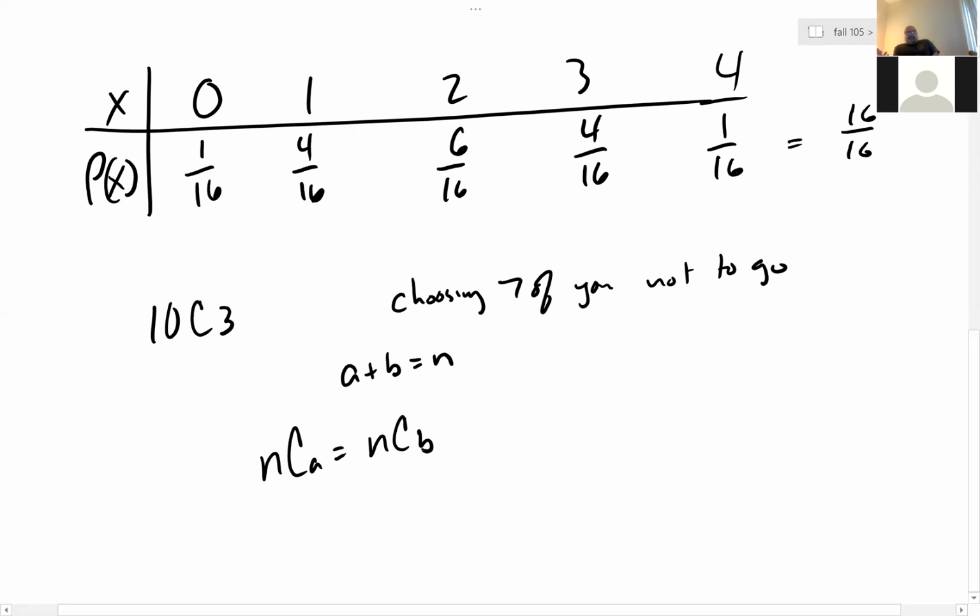But from an existential standpoint, well, I chose these 3 to be the winners. Okay, well, then that means I chose the rest of them to be losers. All right, cool. But it's going to happen the exact same way, okay? And so that's something to think about.